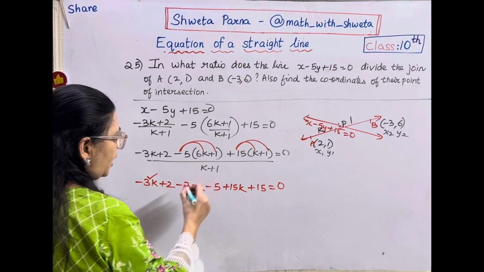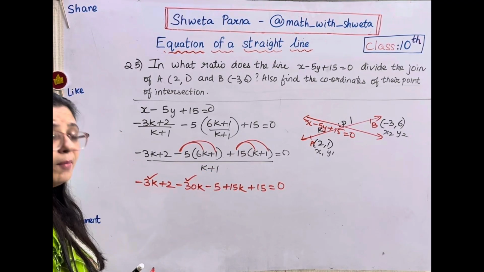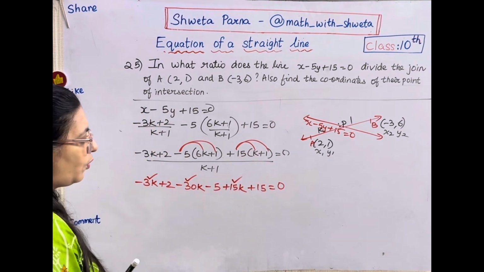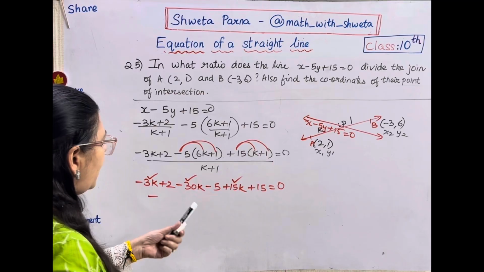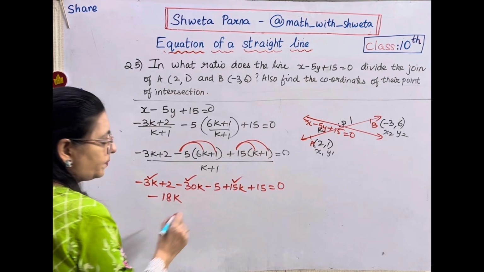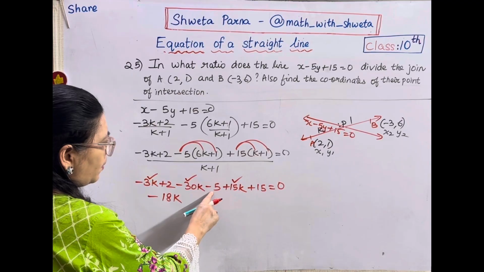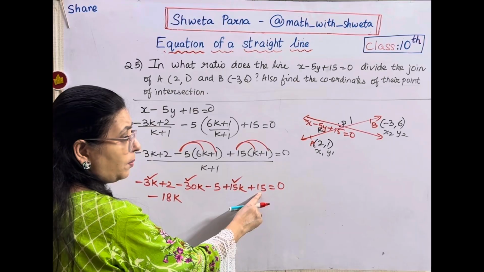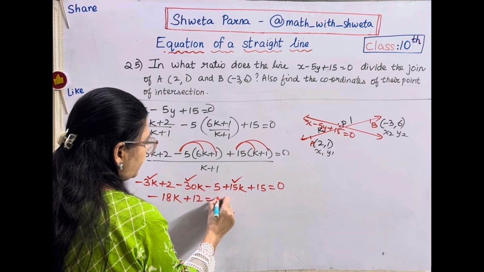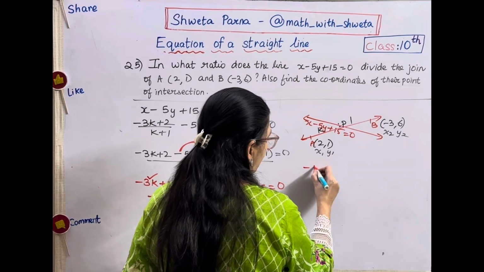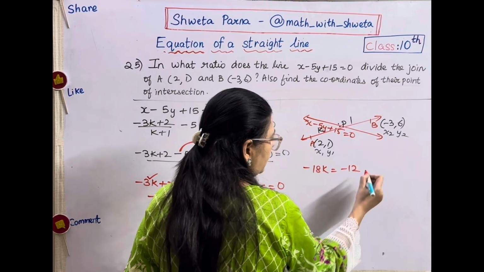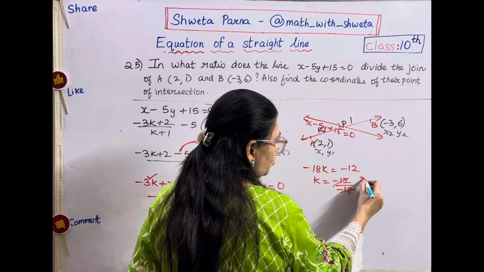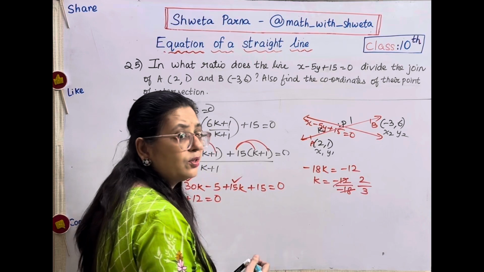Now minus 3k minus 30k is minus 33k. Now minus 33k plus 15k, what will you get? You will get a negative answer, so minus 18k. Okay. Now 2 minus 5 is minus 3. Minus 3 plus 15 is plus 12. So this will become minus 18k is equal to minus 12. k is equal to minus 12 upon minus 18. 6 2s are 6, 3s are 18. So 2 is to 3.